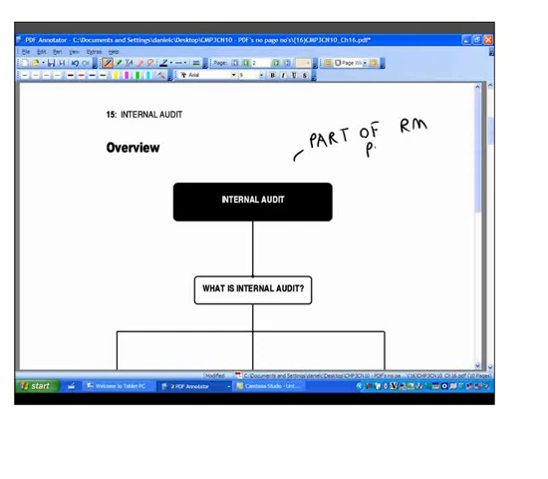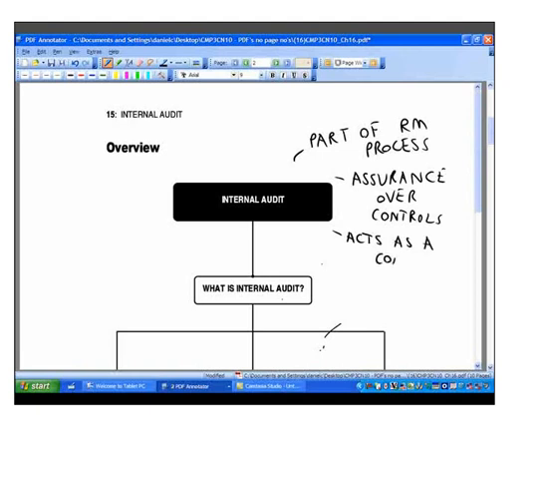And what they also do is they provide assurance over controls. The existence of an internal audit function acts as a control in its own right, and as we'll see, there are quite close links between internal audit and corporate governance as well. So we're going to cover all those ways in which internal audit touches on risk and control strategy.